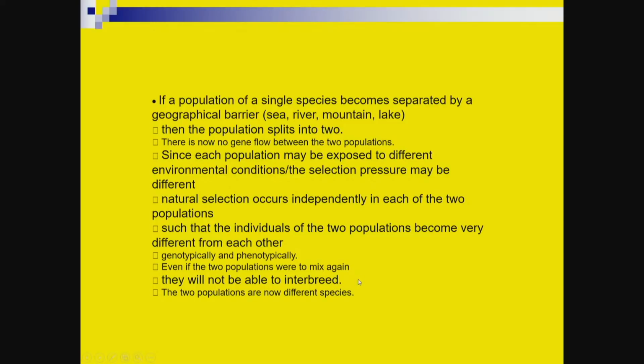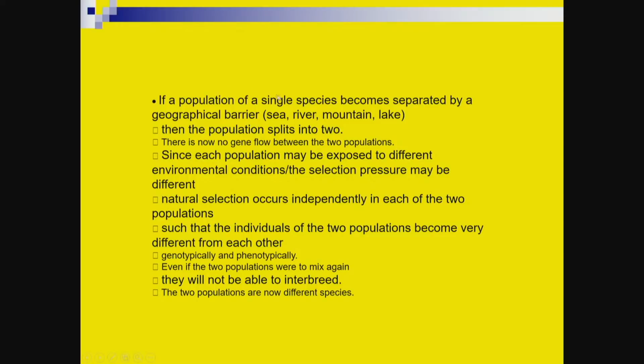and produce fertile offsprings, and the two populations are now different species, one in the north and one in the south. So I think I said a lot of things now here, but let's look at the example, and then maybe we can get clarity on this one.